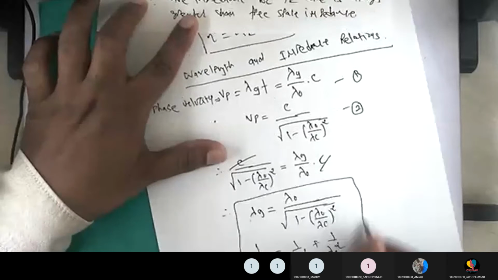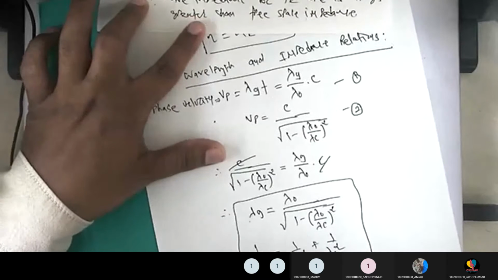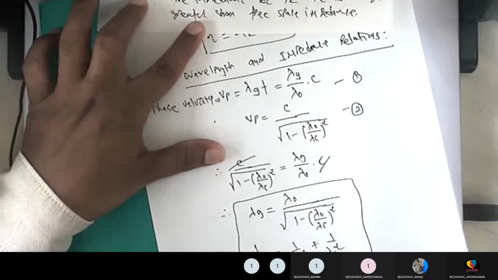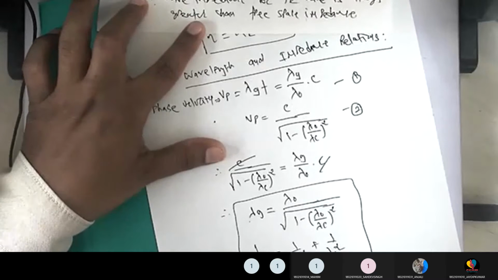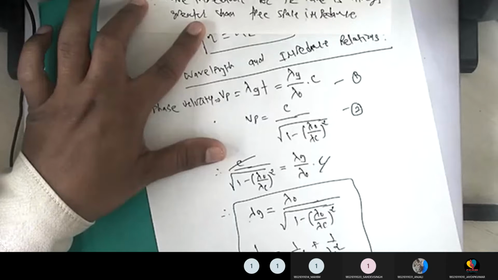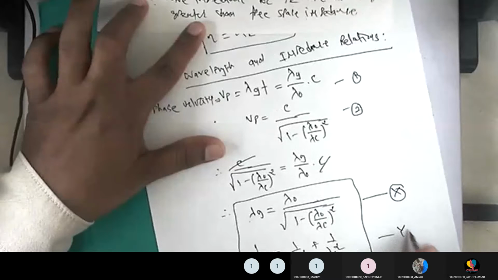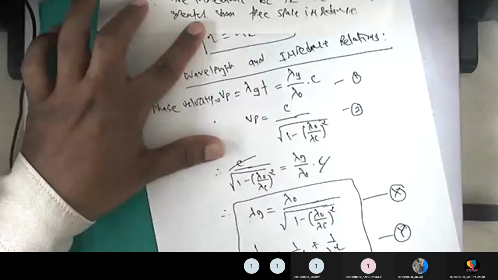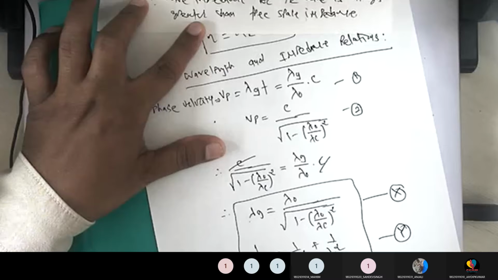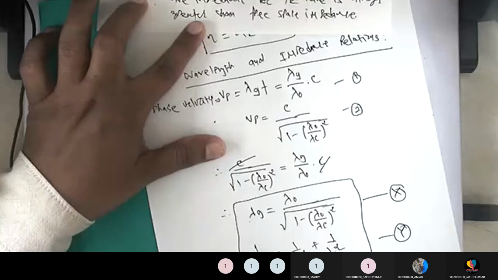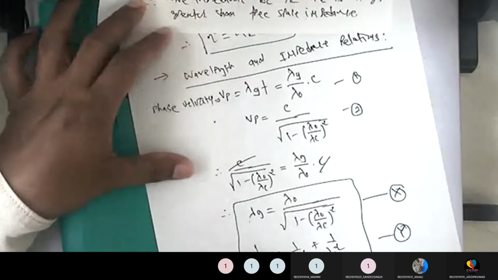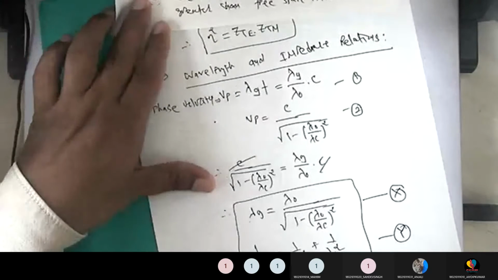This equation will be useful when you are calculating the guide wavelength or cutoff wavelength in the laboratory, or measuring the operating frequency, and that's why it is very, very important. So please remember these two expressions, which express the wavelength in terms of the guide wavelength and in terms of the cutoff wavelength. Okay, so this is the wavelength and its relations.